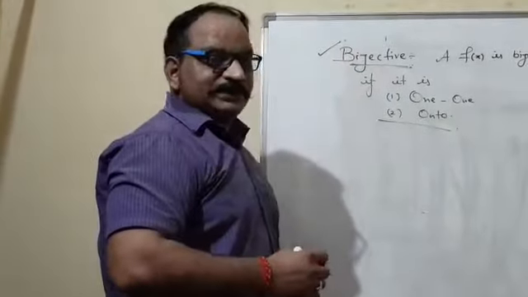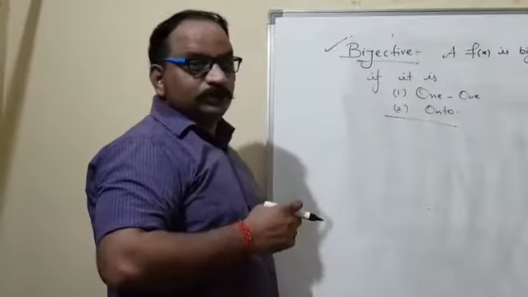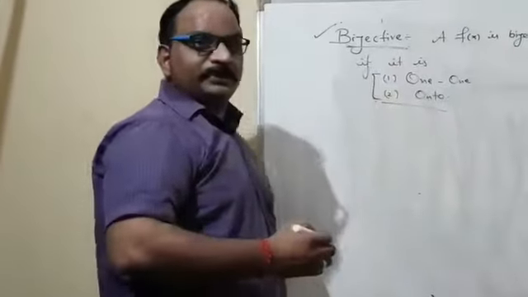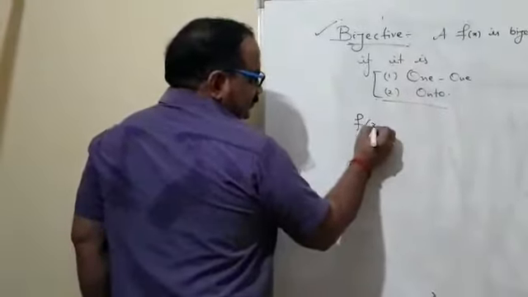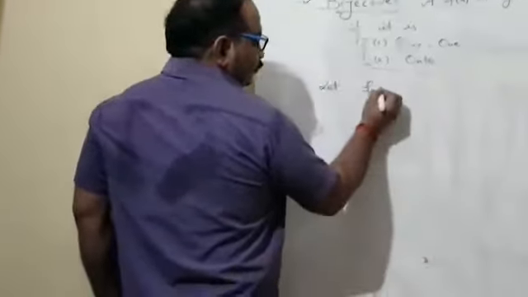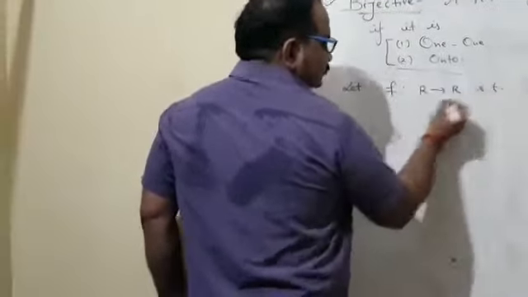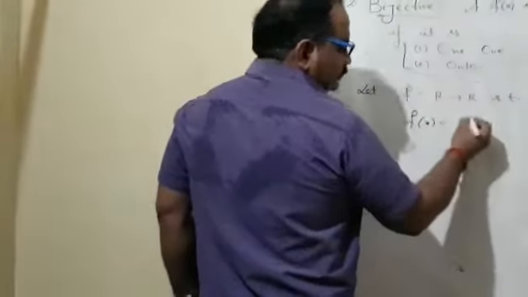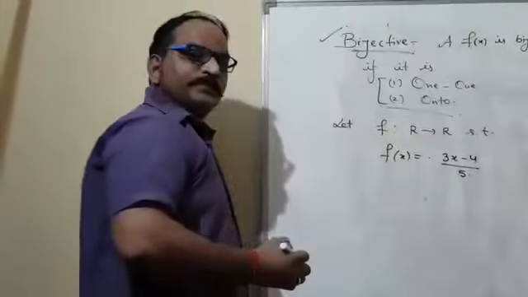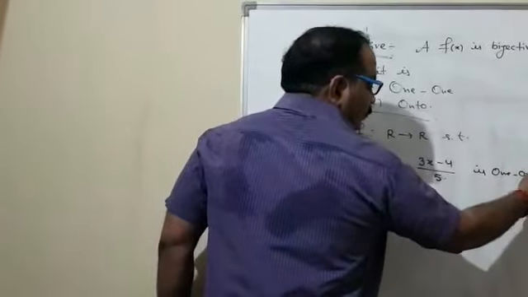That is our point. In the examination, the question comes: show that the function is bijective, or show that the function is one-to-one and onto. In those cases, we have to do this. Both things should be proven in the same part. An example: let function f be defined from R to R such that f(x) equals (3x minus 4) by 5 is one-to-one and onto.